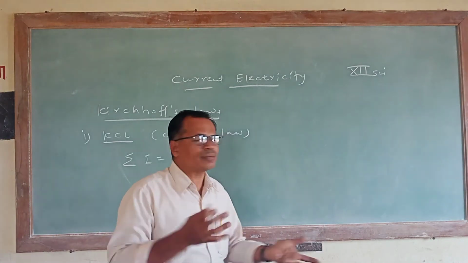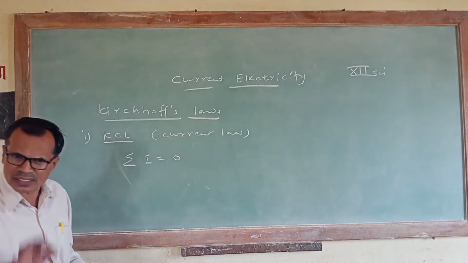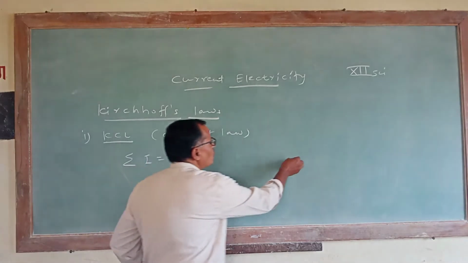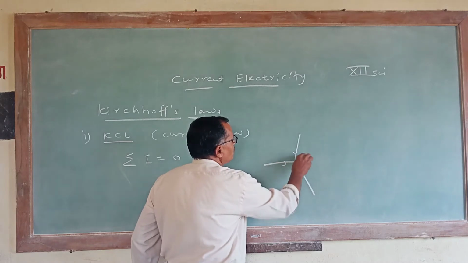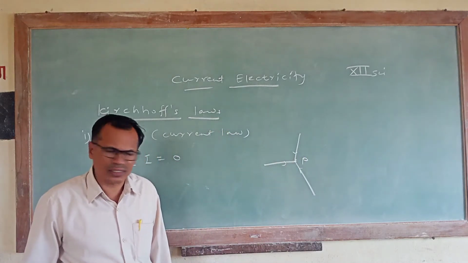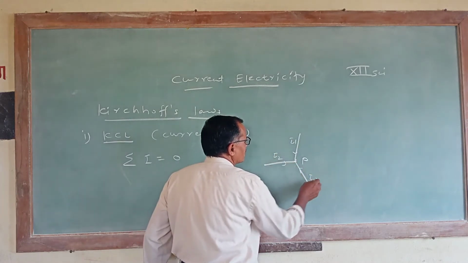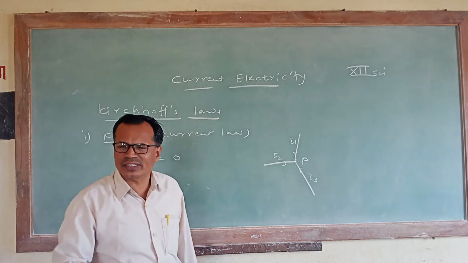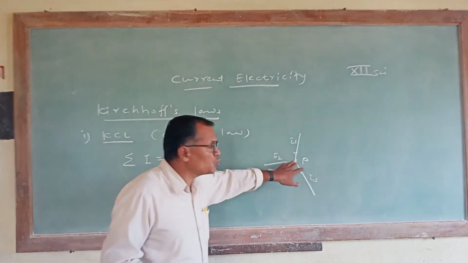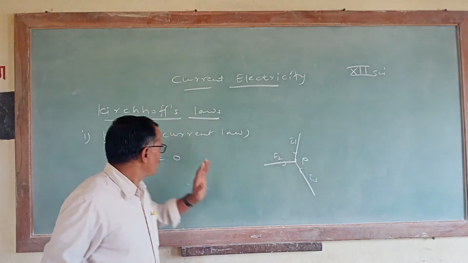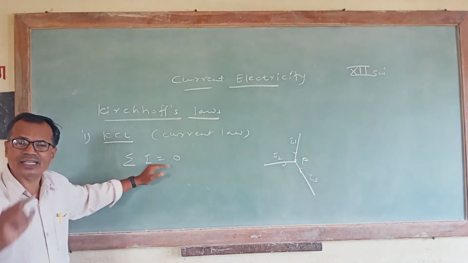Now, the problem arises. What is meant by junction? A junction is the point at which two or more conductors meet. We can say that P is the junction. Suppose this is I1, this is I2, and this is I3. These are the three conductors, I1, I2, I3, and they meet. Then we can say that P is the junction. That is, a junction is the point at which two or more conductors meet. And what is Kirchhoff's current law? The algebraic sum of electric currents at any junction is equal to 0.